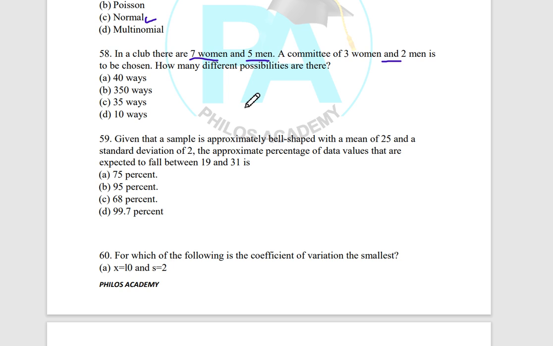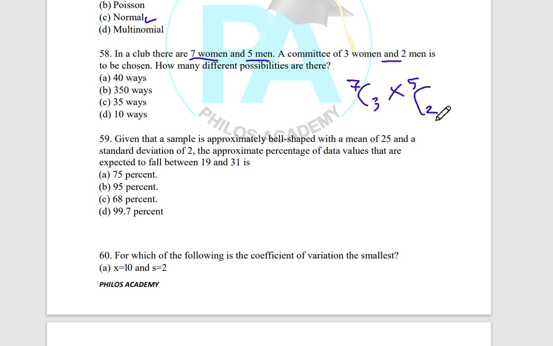Now, a committee of 3 women and 2 men is to be chosen. So the number of ways in which you can choose that should be the number of women, that's 7, combination 3, isn't it? Times, how many men do we have in general? We have 5 men, combination 2, how many men do you need in the committee? You need 2. When you put this on your calculator, you get the number of ways in which that can be done. So 7 combination 3 times 5 combination 2.